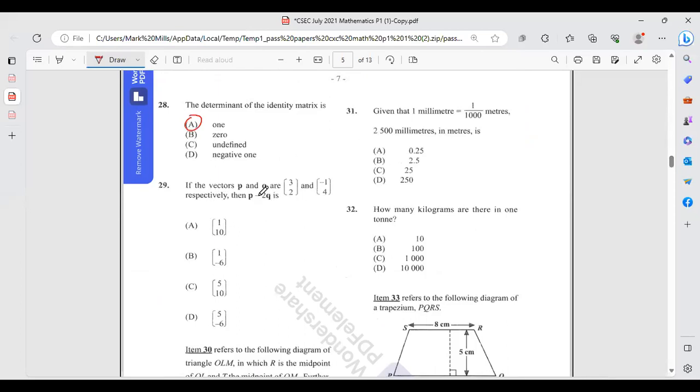Number 29. P minus 2Q. P is 3, 2, minus Q, which is 2 times negative 1 and 4. So there'll be 3, 2, then minus negative 2 and 8. We work this out: 3 minus negative 2 gives me 5. Then 2 minus 8 gives me negative 6. So that's 5, negative 6.